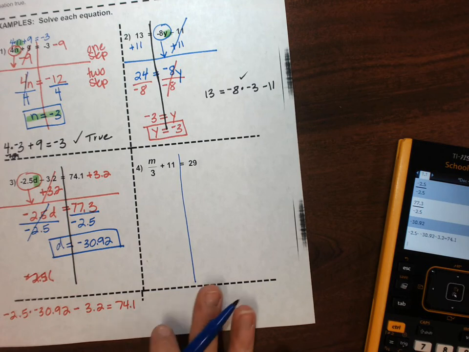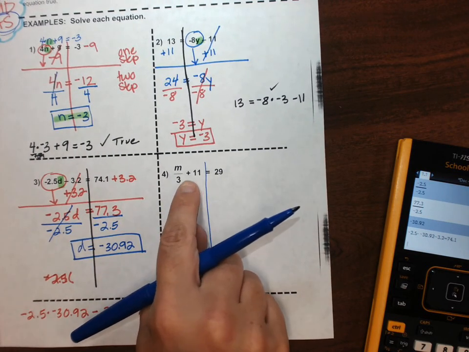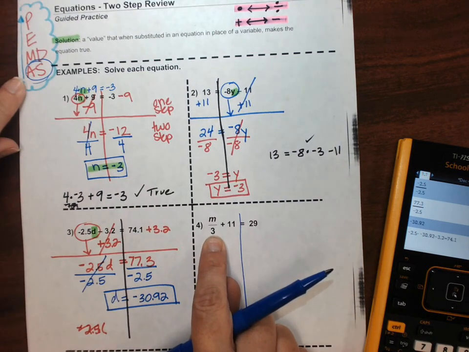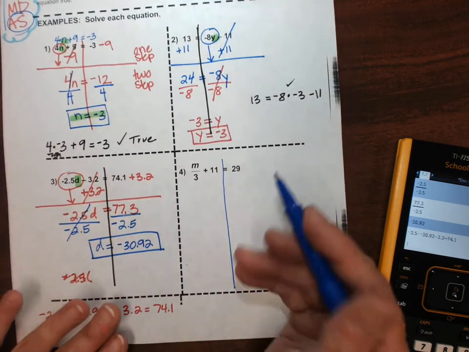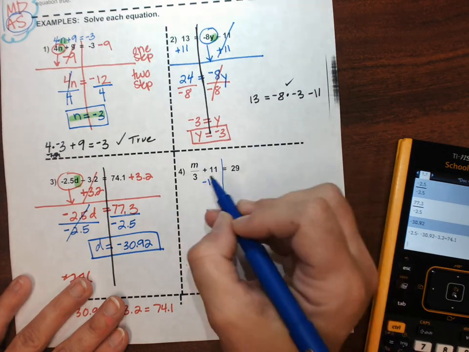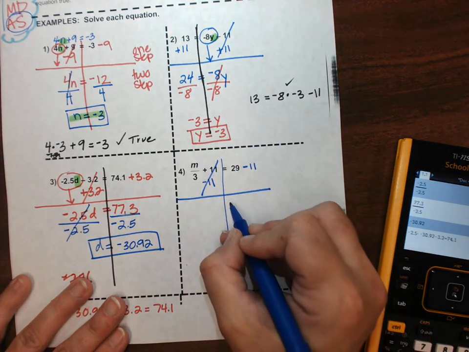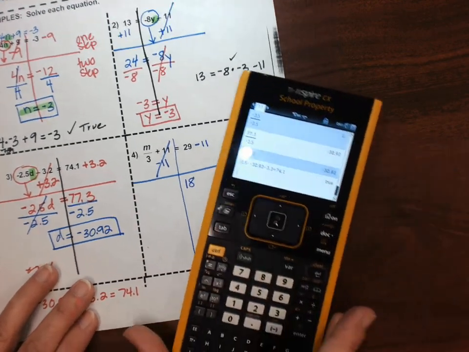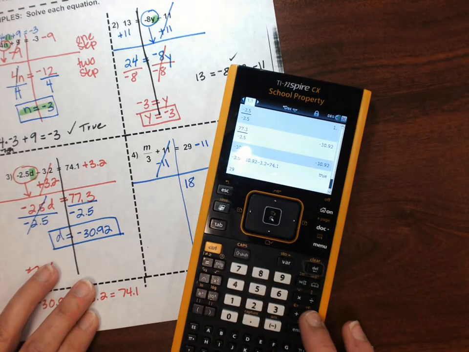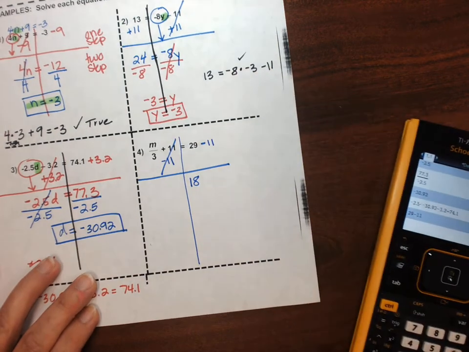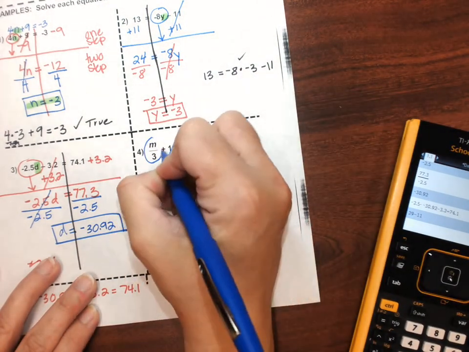What's our first thing we're going to do? Are we going to take care of this adding 11 or this dividing by 3? Hopefully you're saying, Miss Kelly, we need to take care of that adding 11. So the inverse would be to take away 11. I'm going to double check myself. 29 minus 11, 18.